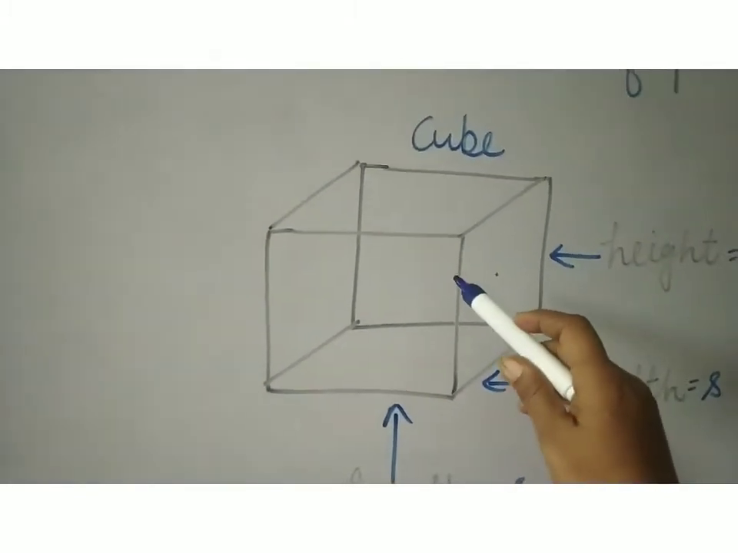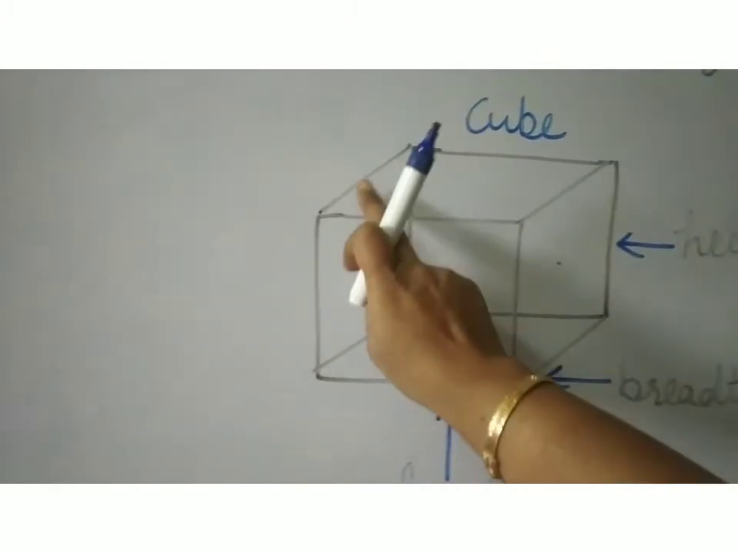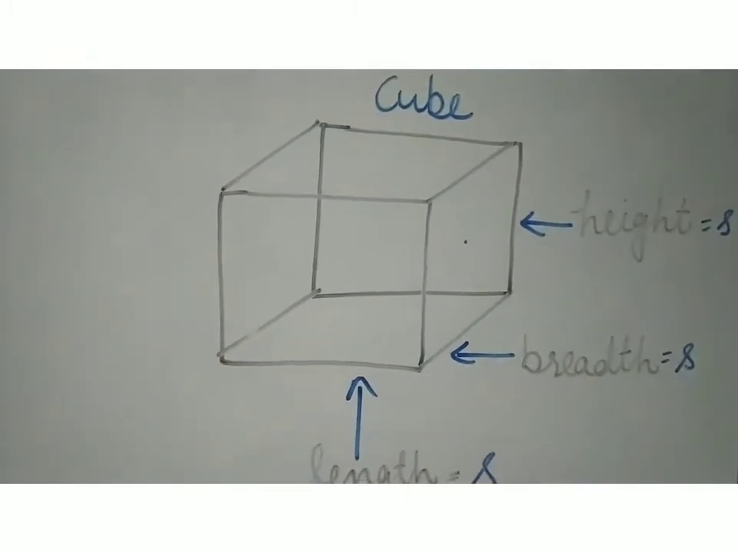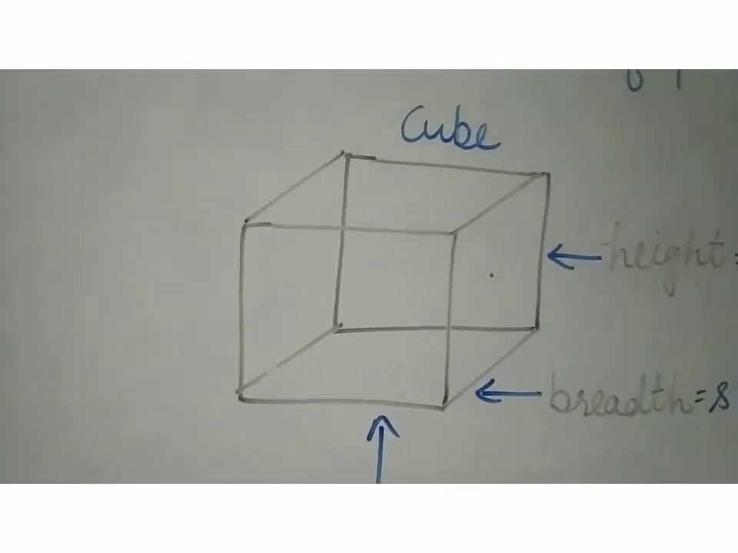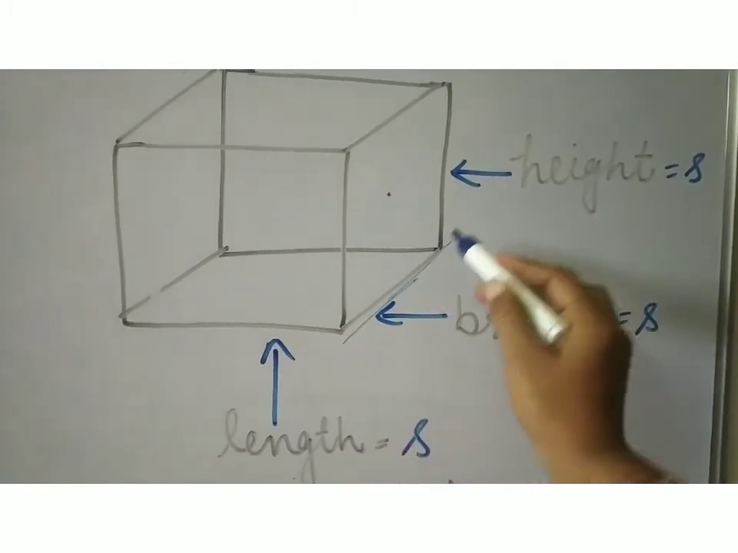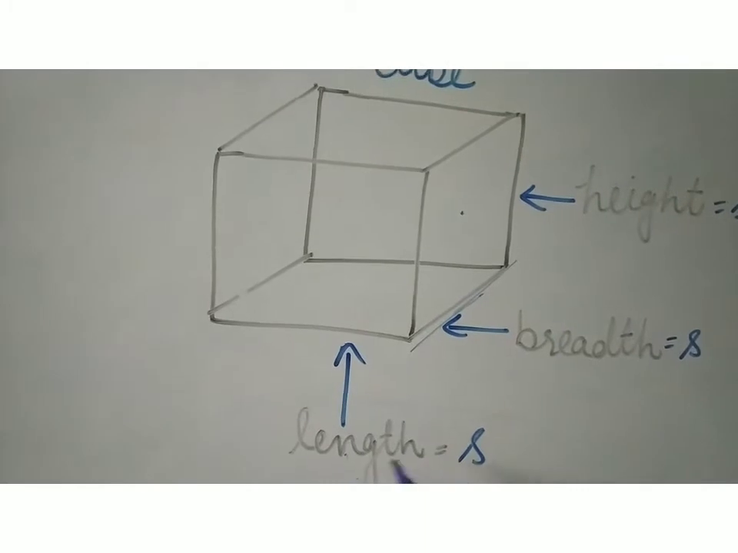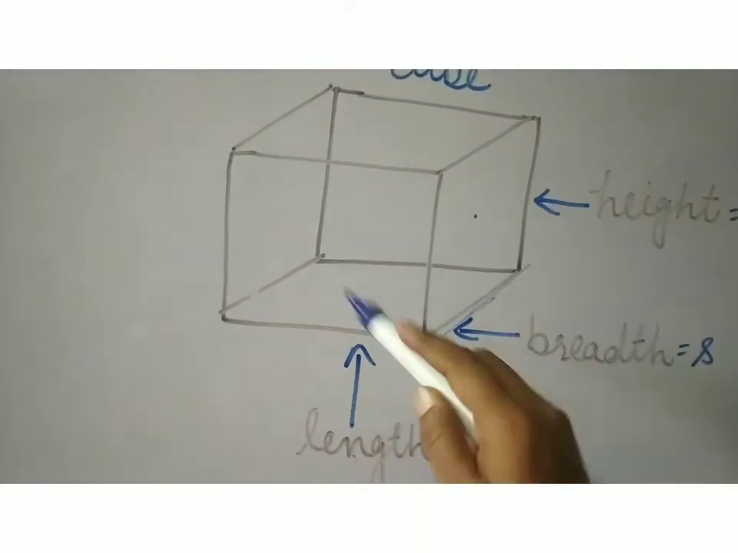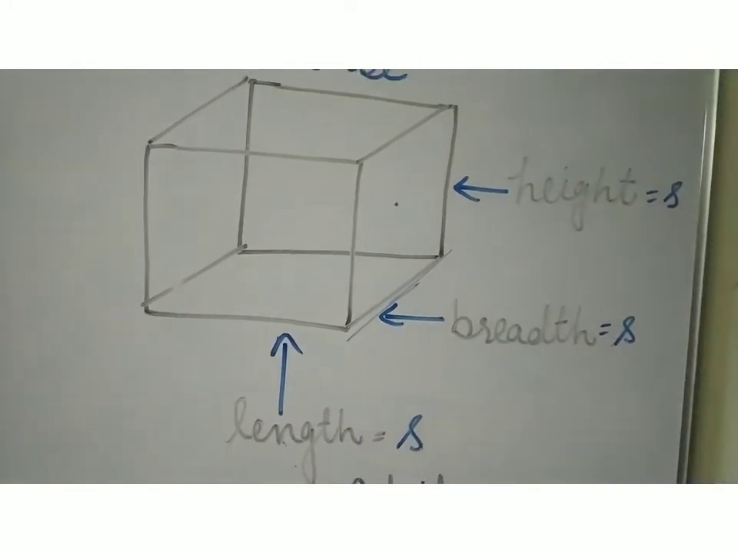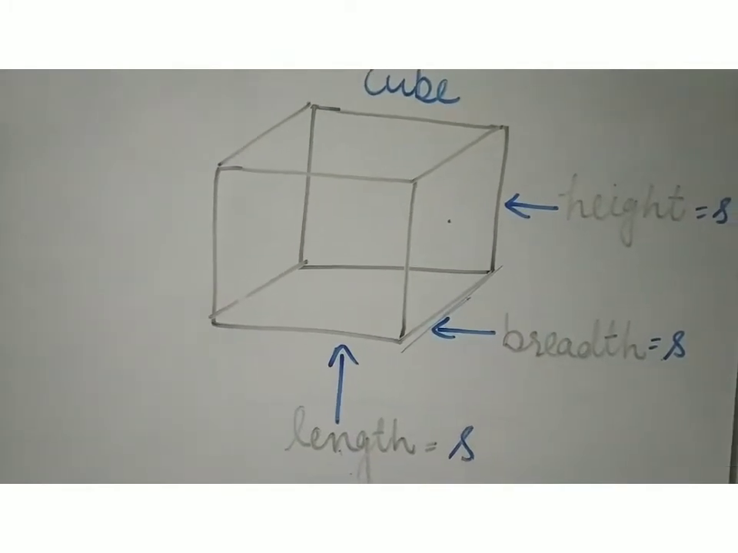As you can see, a cube is made up of 6 squares: 1, 2, 3, 4, 5 and 6. So this cube is made up of 6 equal squares. This is the length, breadth and height of the cube. Let's take length as a side, as it is made up of squares, and breadth and height are also a side, because in a square all the sides are of equal length.